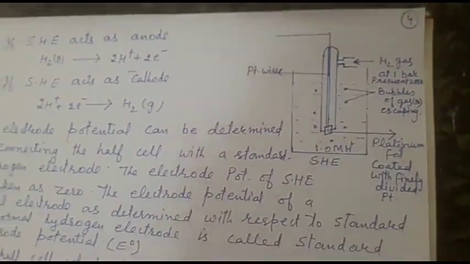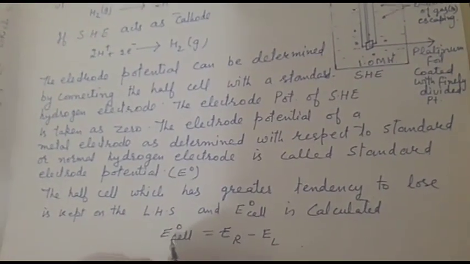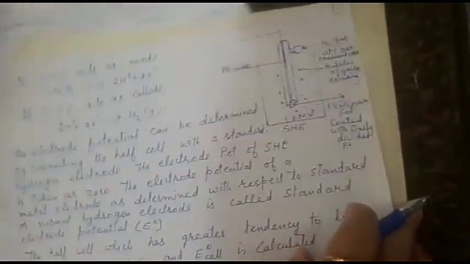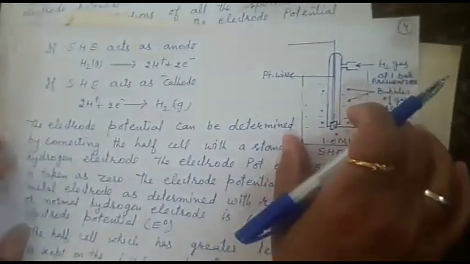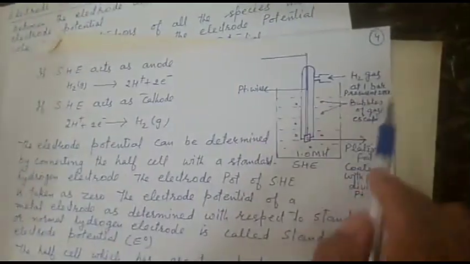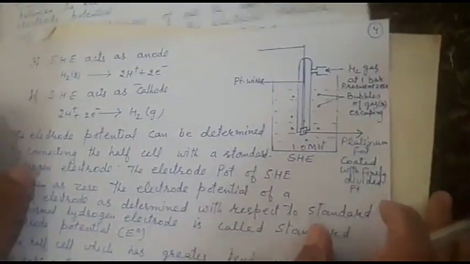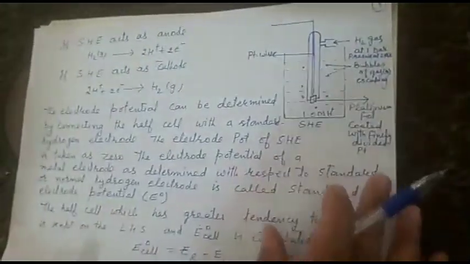Finally, the electrode potential or EMF, E naught cell, is equal to E right minus E left. So this is how we can calculate electrode potential. When the hydrogen electrode is used, its potential is always zero at 1 bar and 298 Kelvin. With this we have completed the electrode potential, and how to calculate it.